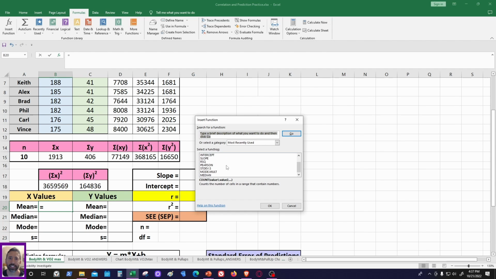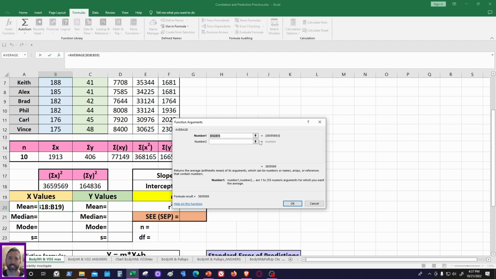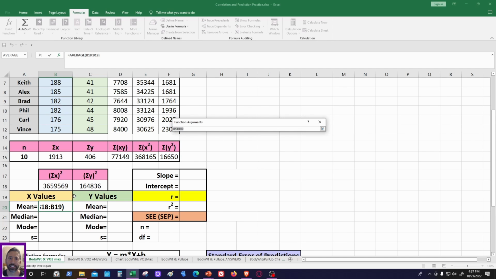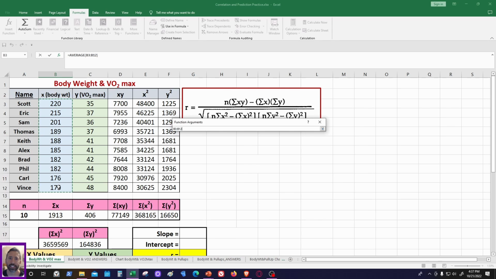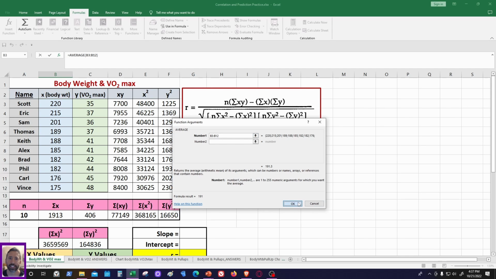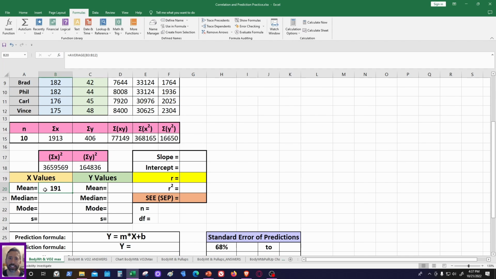For the mean, we're going to go ahead and select average, and again, if you don't see it, you can go to the statistical functions, and it's usually the second one down. Here it is, average, and we're going to hit OK. We're going to select this input box, select all of our X values and put them in there, and hit OK. Very good. So there is our mean or average X value.